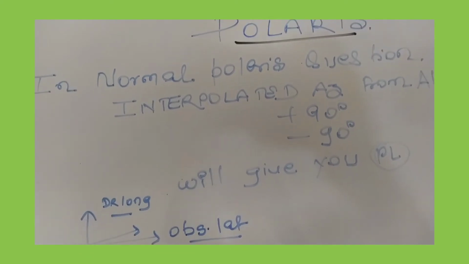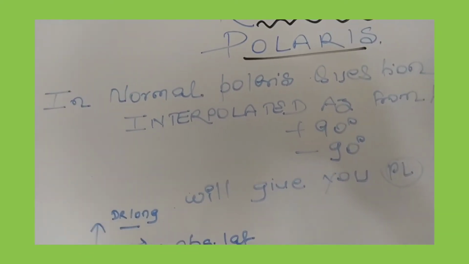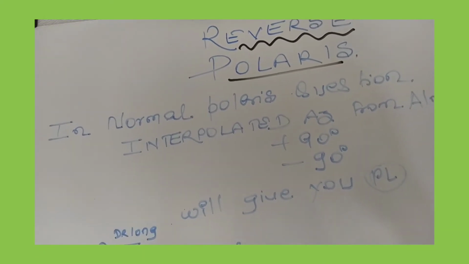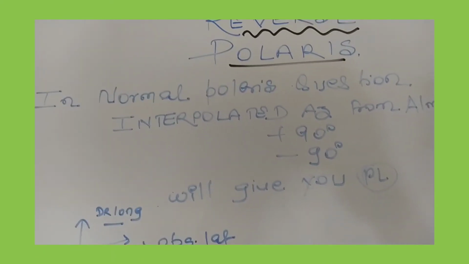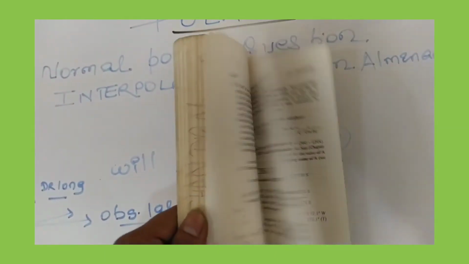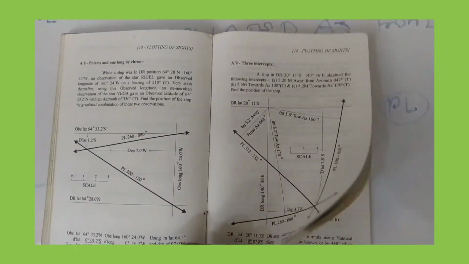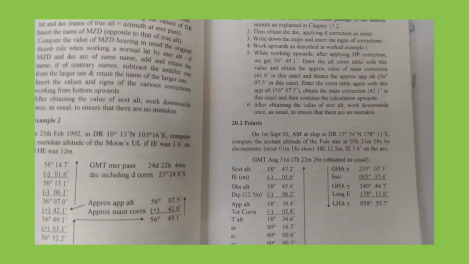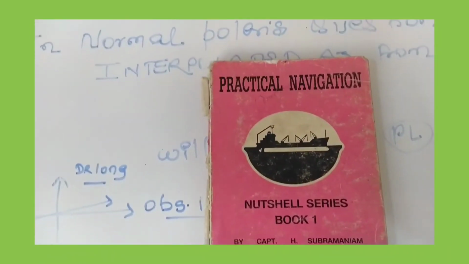And this reverse Polaris question that I have named, if you are asked about sextant altitude, not the observed latitude in Polaris, then you have to refer to this book. And in this book, if you turn to page number 183, I guess, 183, okay, 185. Here you can find this question, page number 185, Practical Navigation.